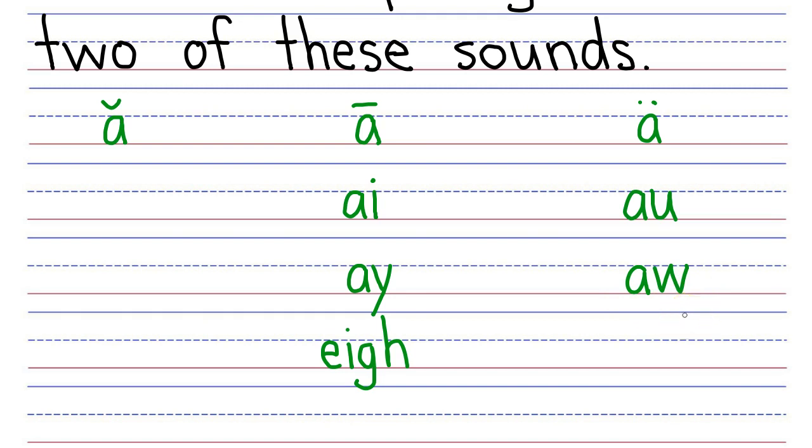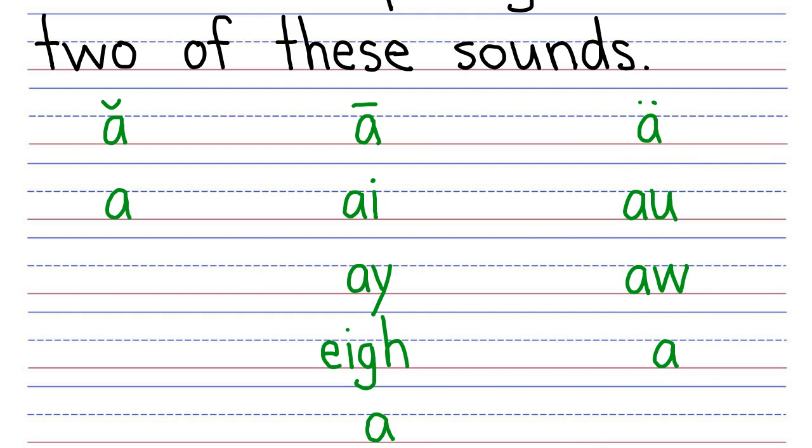And now we have the letter A as a phonogram for all 3 of these sounds. So letter A can be a phonogram for the short A sound, ah, a phonogram for the long A sound, a, and it's a phonogram for the broad A sound, ah.